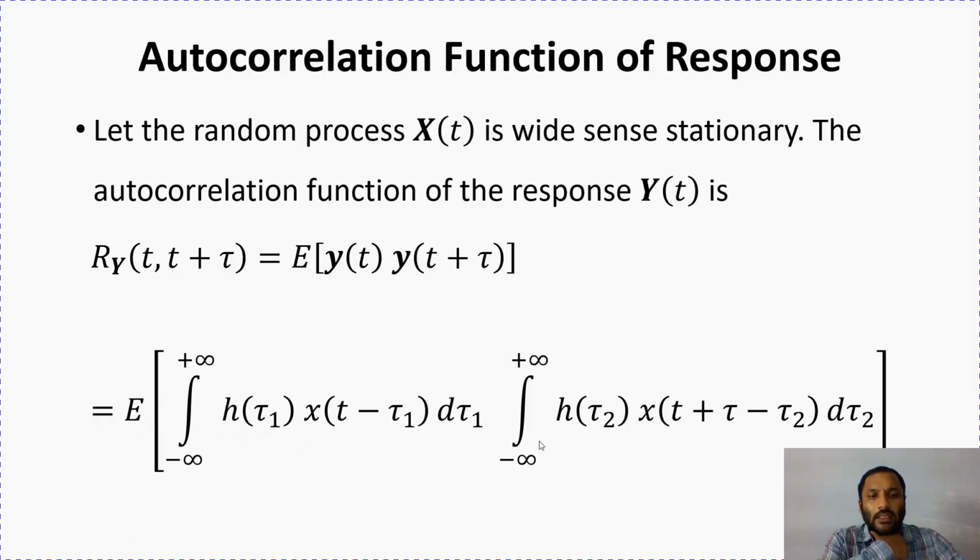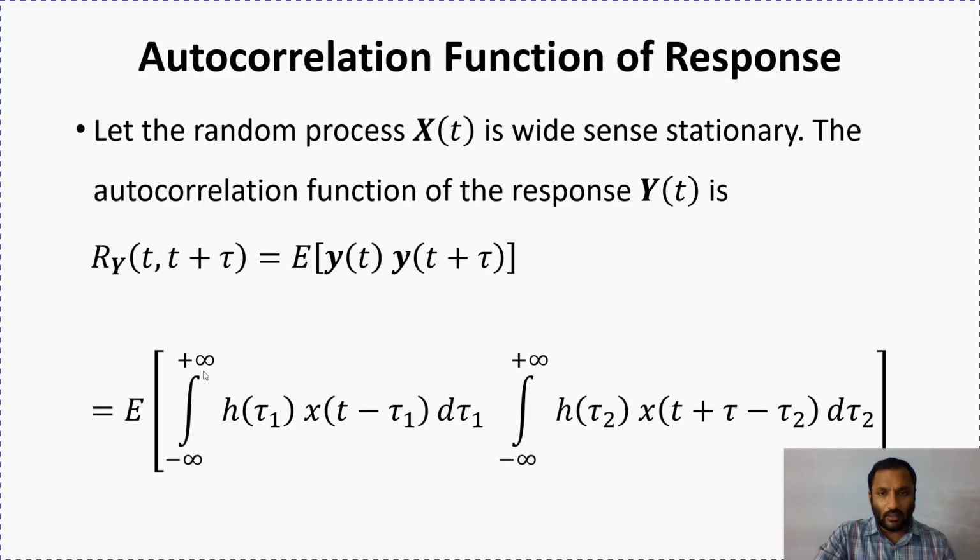So what are the random variables in this expression? Here x of t is one random variable, and similarly x is also another random variable on this side. So we can join this together and apply expectation to the whole term. What will happen if I apply the expectation to this term?